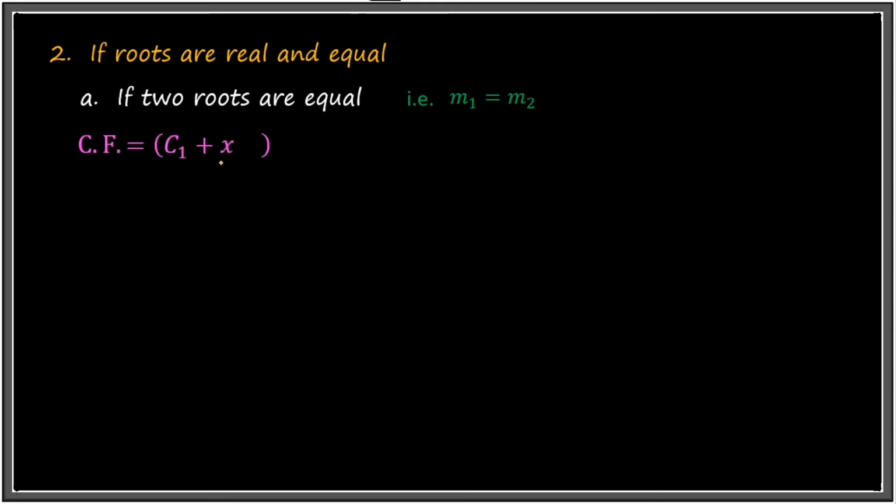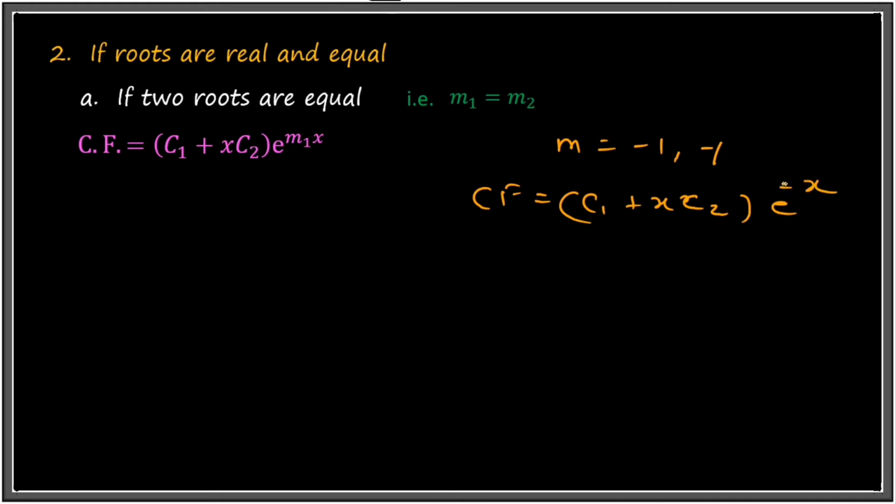Then the CF equals (C1 plus xC2) into e raised to power m1x, means both roots are same, therefore we can write m1x, and since two roots are same, we write C1 plus xC2. If m equals -1 and -1, means the two roots are same, then CF equals (C1 plus xC2) into e raised to power minus x, the -1 here, that is the CF.